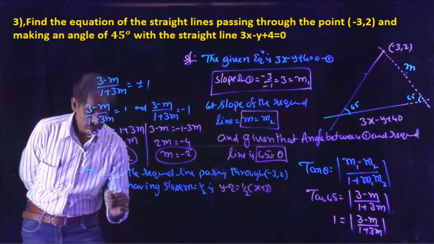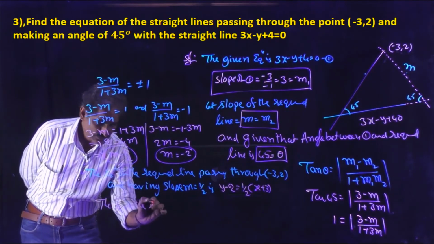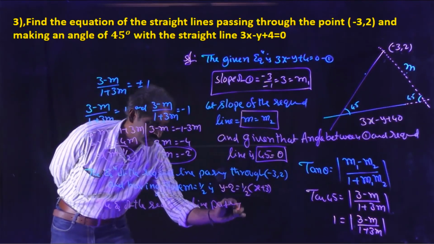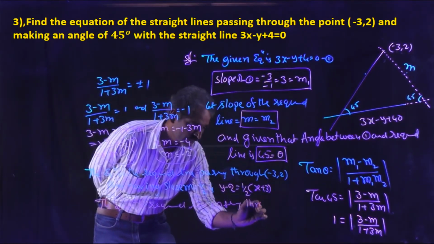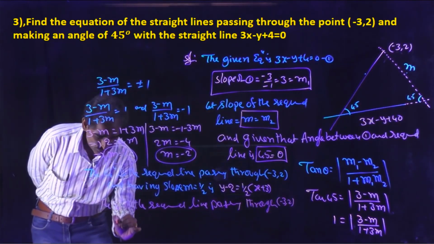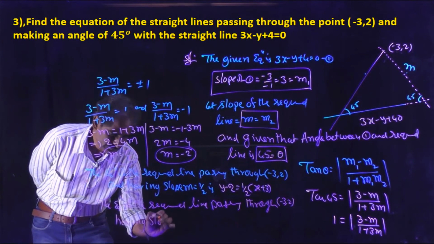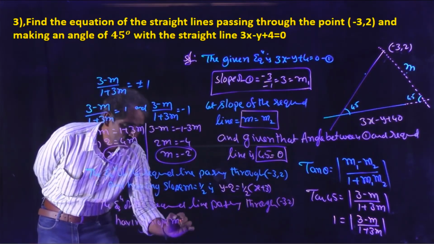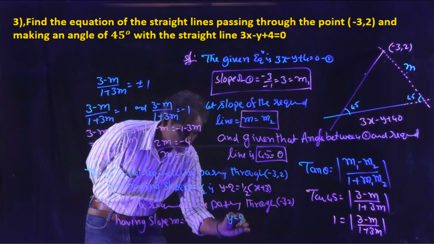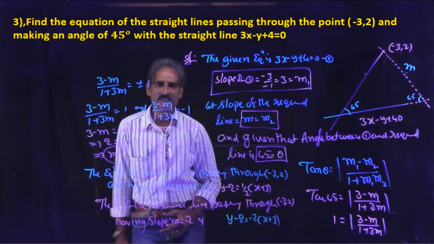And next one, again the equation of the required line passing through the same point (-3, 2) and having slope m equal to minus 2 is y minus 2 is equal to minus 2 into x plus 3. Just simplify it, we will get the second equation.